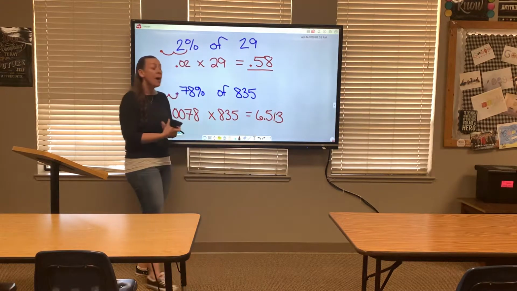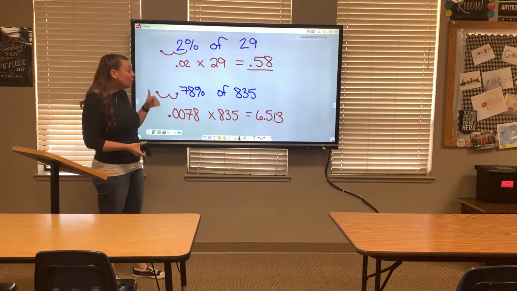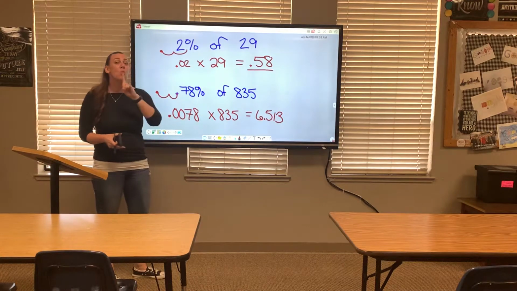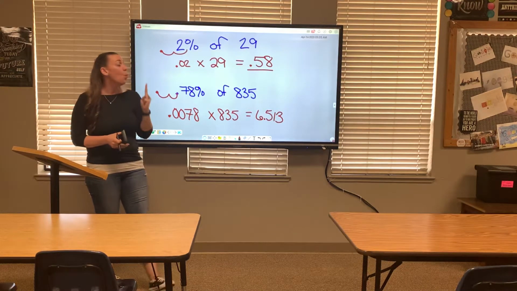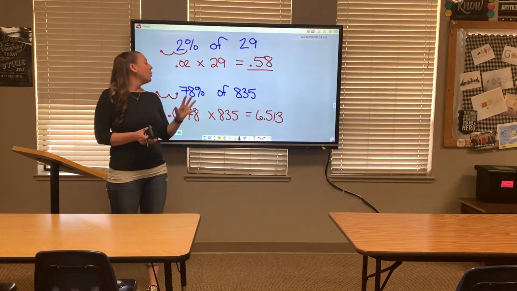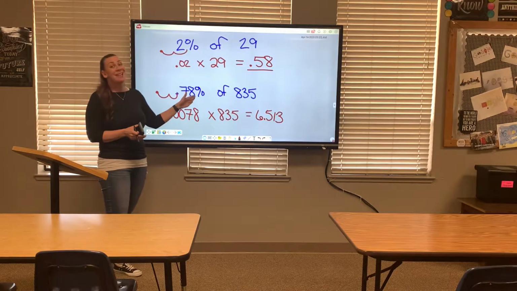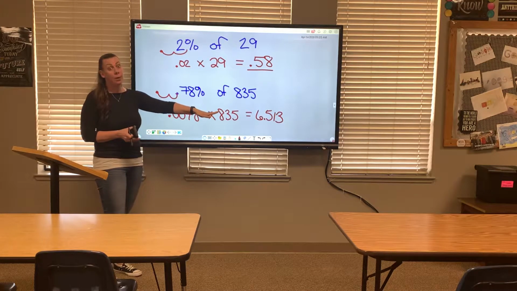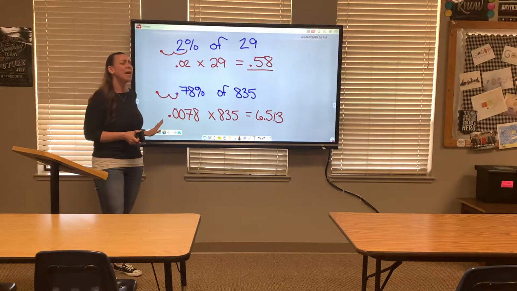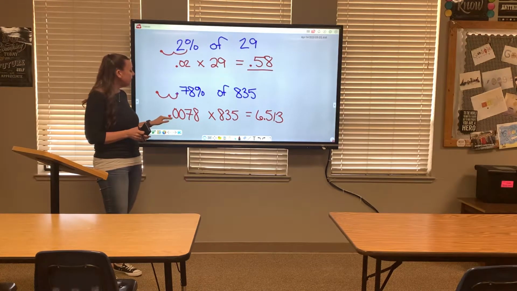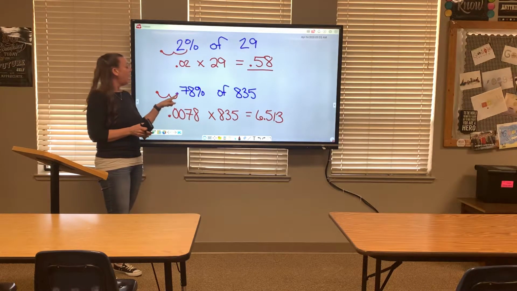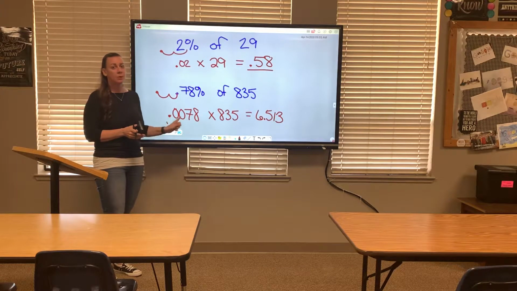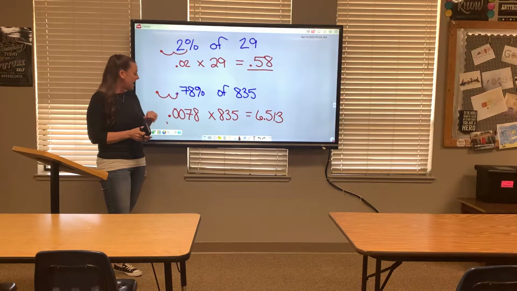And it's okay to come up with a smaller number. It should be a smaller number. This is less than 1%. Remember, 1% is 1 out of 100. So if 1 out of 100, I have less than that, I should have a very small number. So notice I can't have 2 decimals in the number. I didn't have 0.00.78. I moved the decimal, so it's 0.0078 of 835.